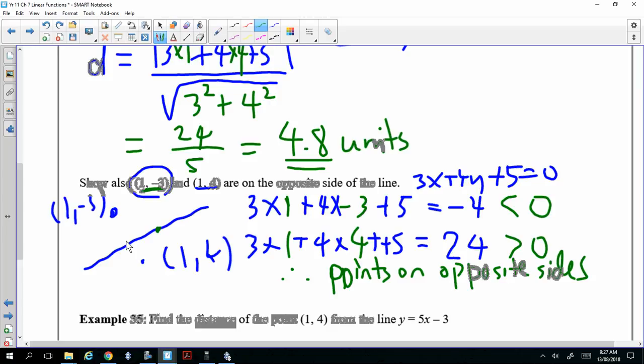If they're both bigger than 0, they're on the same side. Or they're both less than 0, both the lines are above. There's only one line. You've got nothing to do with quadrants. So as long as one's negative and one positive, you'll be on opposite sides. That's still on the same side. So if I draw this, that's still on the same side.